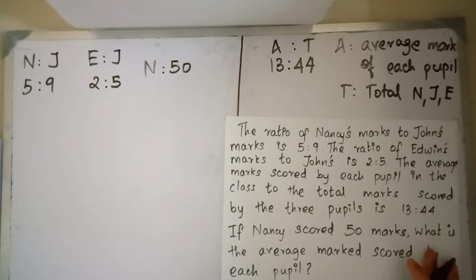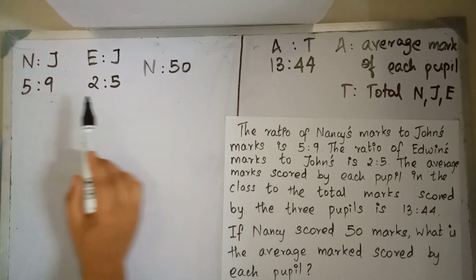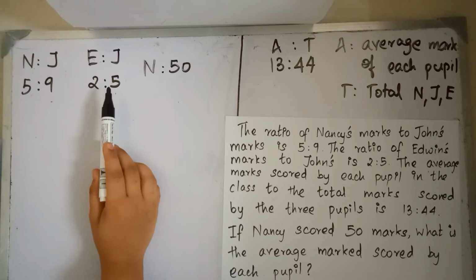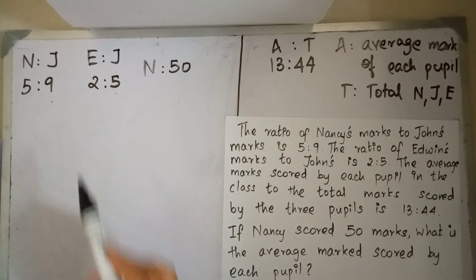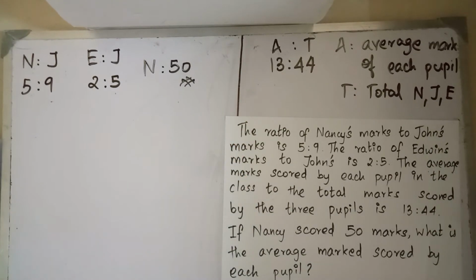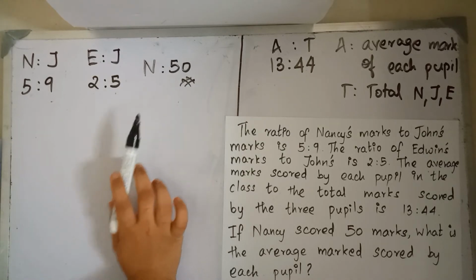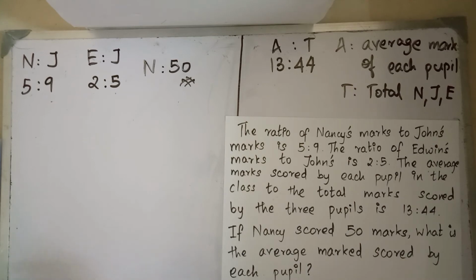Okay, so first let's see what we can do with this information. The ratio of Nancy's mark to John's mark is 5:9. The ratio of Edwin's to John is 2:5. And we know that Nancy has a score of 50. Now in such a scenario, like I've always said, what you have to find out is the constant factor. So what is the constant factor over here?